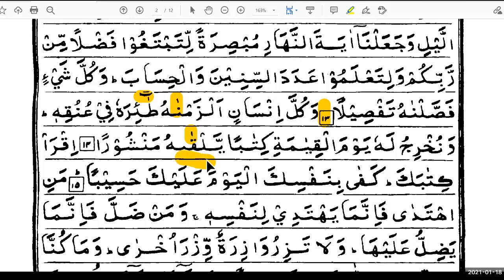So if you could please recite again, and bearing in mind that you need to prolong for 2 seconds on these mud or on these fatha. From start? Yes, please. Okay.